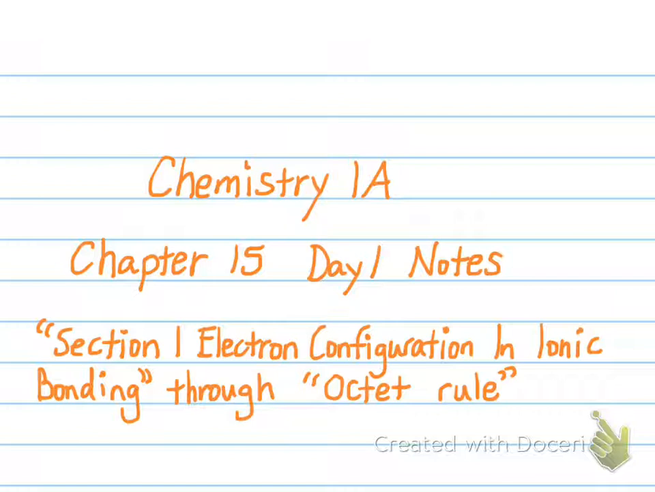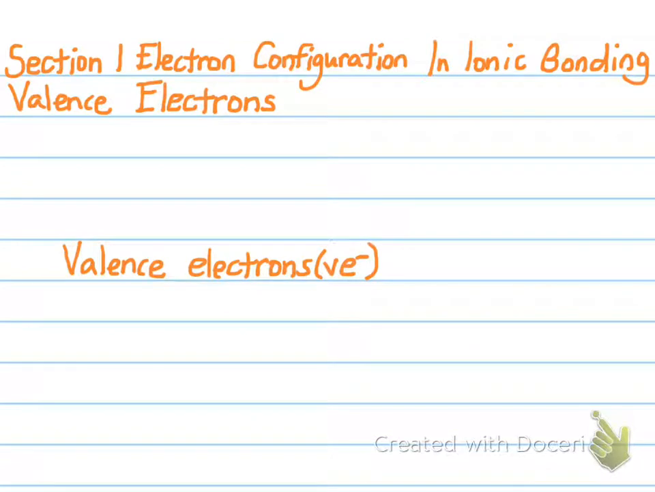You should have your Chapter 15 outline out and in front of you. We are going to begin at Section 1, Electron Configuration in Ionic Bonding, and we are going to go through and finish the octet rule. So you've sort of been introduced a little bit to ions.